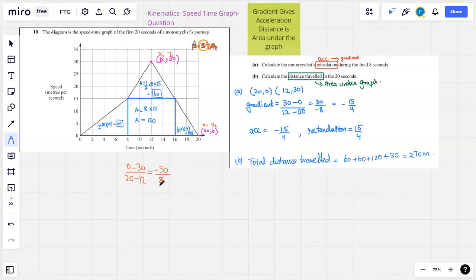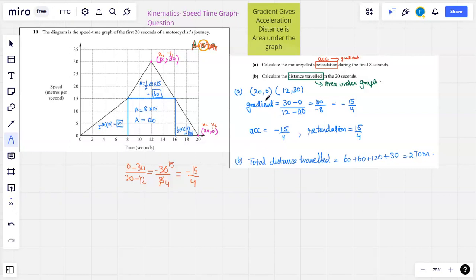Since they are both even numbers, they can be reduced. 2 times 4 is 8, and 2 times 15 is 30. So the deceleration is coming out as 15 upon 4. Or you can also say that if you are using the word acceleration, the acceleration is minus 15 upon 4. And if you are using the word deceleration, your answer will be 15 upon 4.